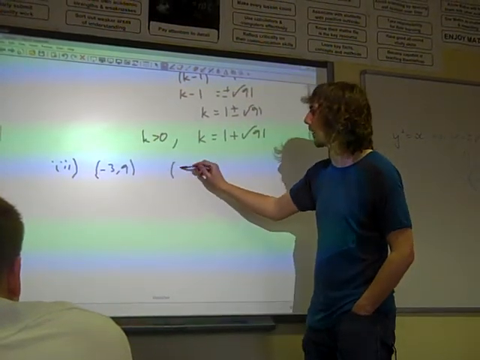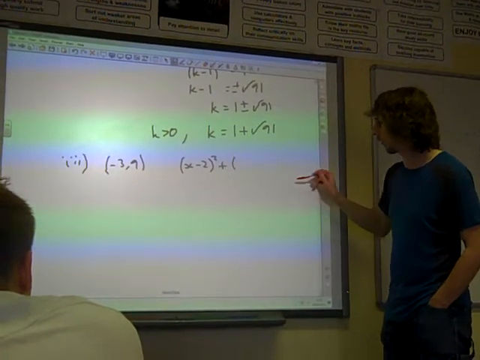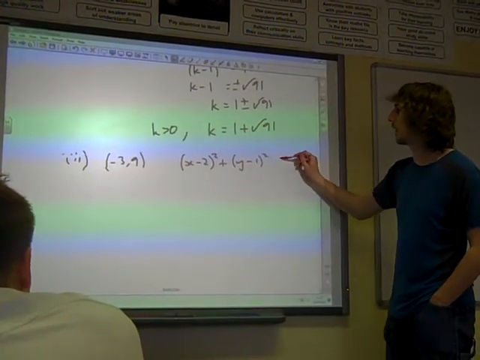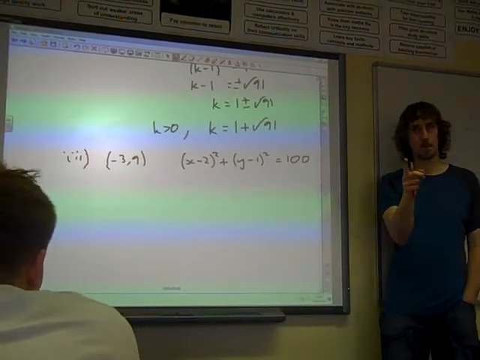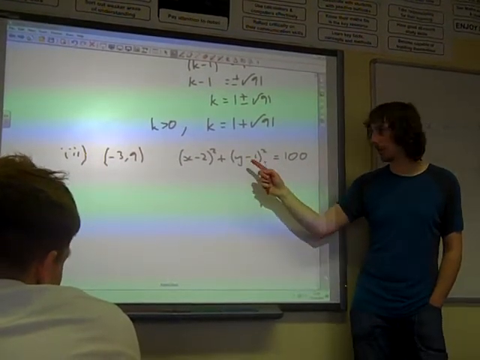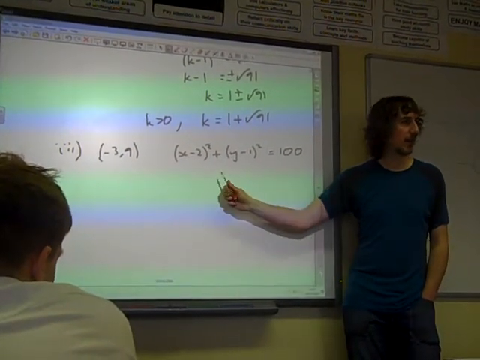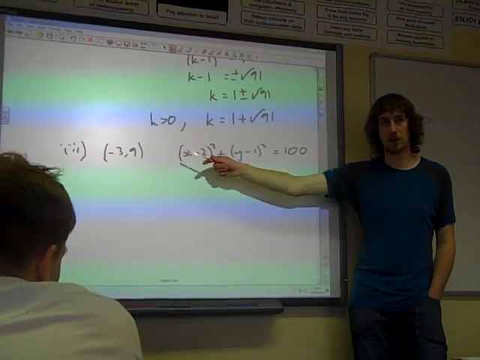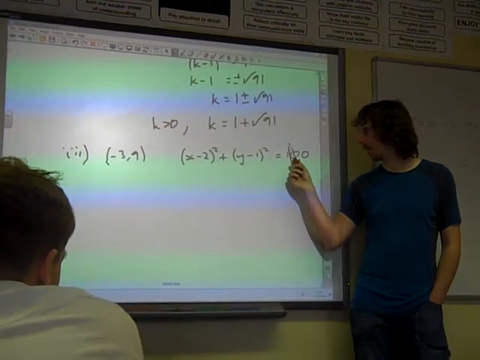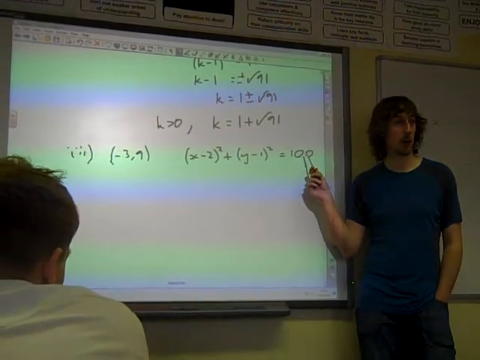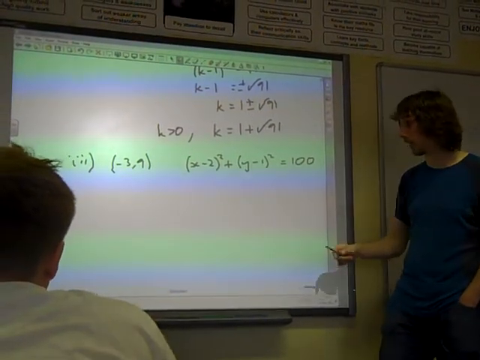What do we have? (x minus 2) squared plus (y minus 1) squared equals 100. Well, if this 100 is the radius squared, then putting these values into this expression tells us the squared distance of this point from the centre of the circle. If that is bigger than 100, it's outside the circle. Less than 100, it's inside the circle. So that's all we need to do.